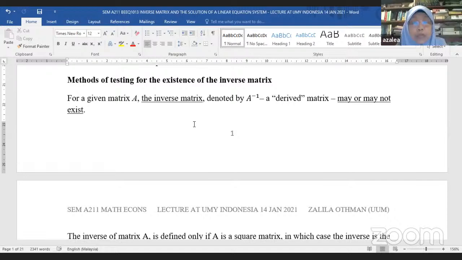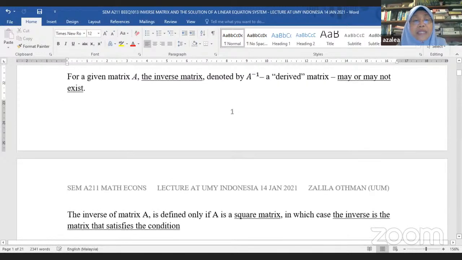If we are solving a system of equations using the elimination of variables method, we don't have a method for testing for the existence of the solution. So we might work all the way through, and then at the end, we will find out that there is actually no solution. But using the matrix method, we have a way of testing whether a solution exists or not by using the concept of determinant.